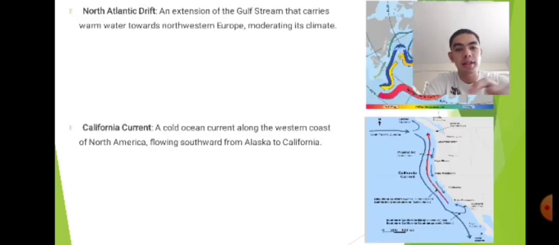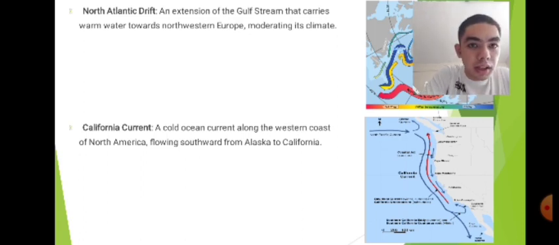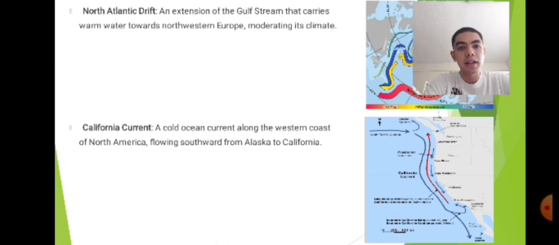Next is the North Atlantic Drift. As we all know what a drift is, this is an extension of the Gulf Stream that carries warm water towards northwestern Europe, moderating its climate.